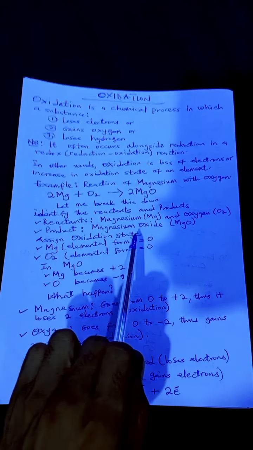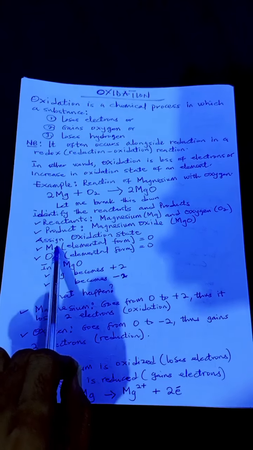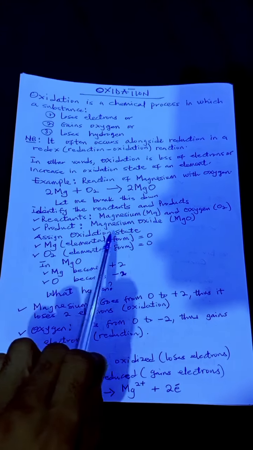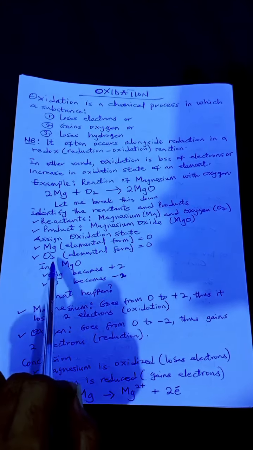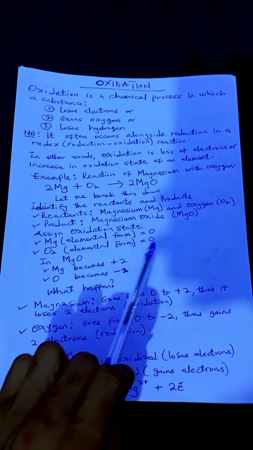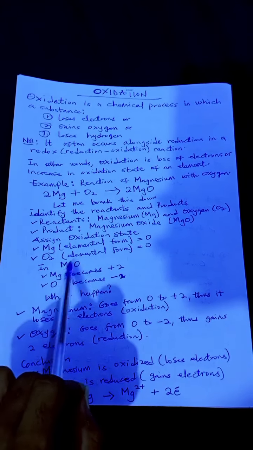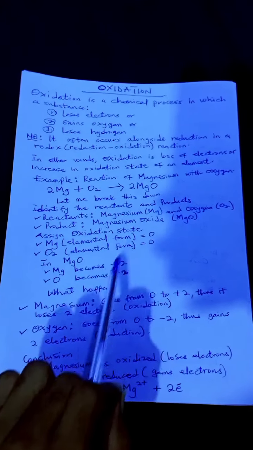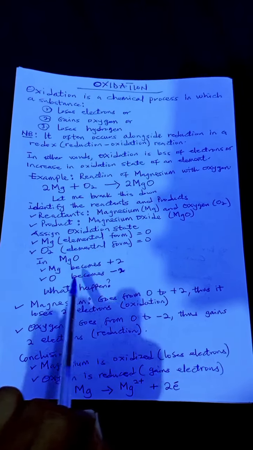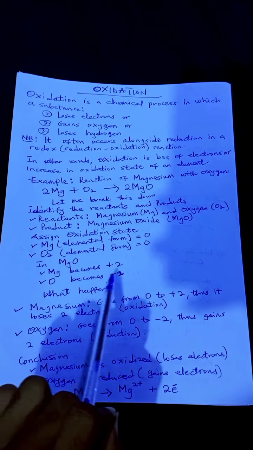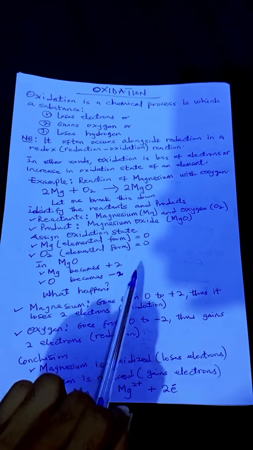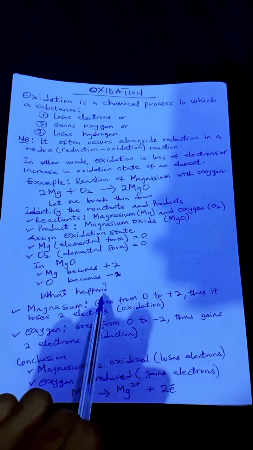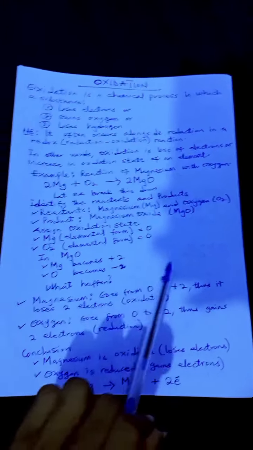Assign oxidation states. So the magnesium in its elemental form is 0. Oxygen in its elemental form is 0. In magnesium oxide, the magnesium becomes +2. The oxygen becomes -2. What happens for the +2 and -2?